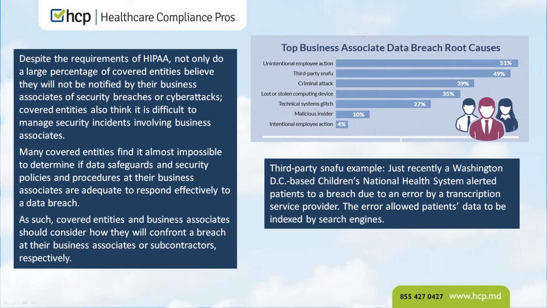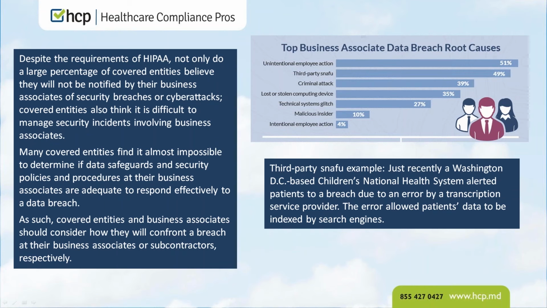So with that, as we move to this next slide, what we'd like to talk about here is some of the root causes that happen with breaches. If you notice on the right-hand side, you'll see that 51% of them are typically with unintentional employee action. 49% are due to a third-party snafu, and we'll actually talk about one here in just a moment.